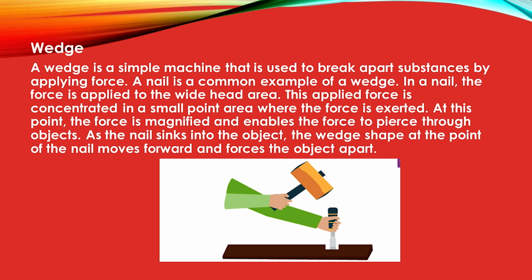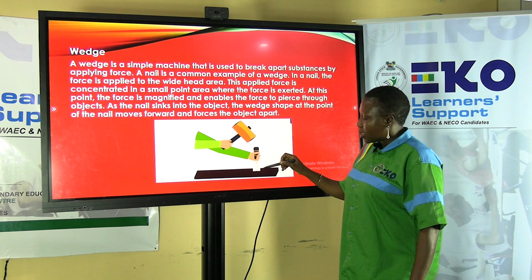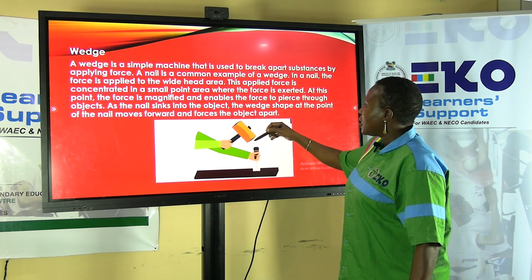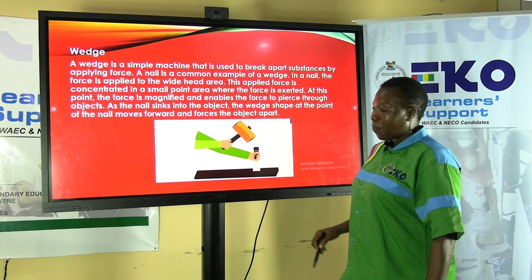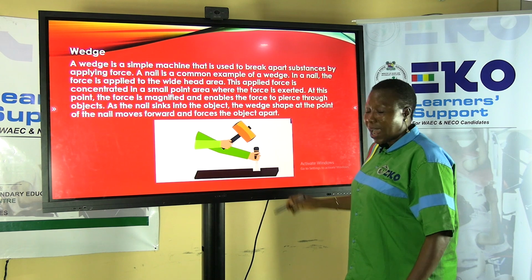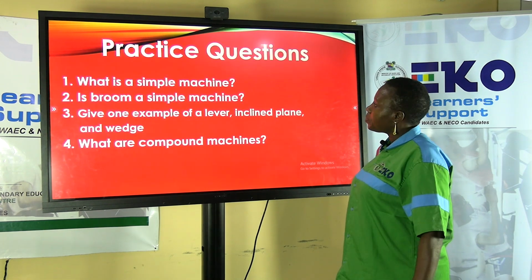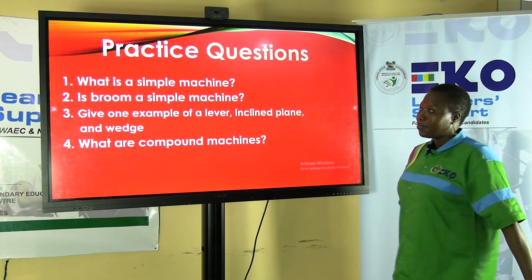So let's look at this wedge now. This is a hammer. You can see the other pointed head. As he applies force on this flat area, definitely the force is more here and it creates space or passage for the material.